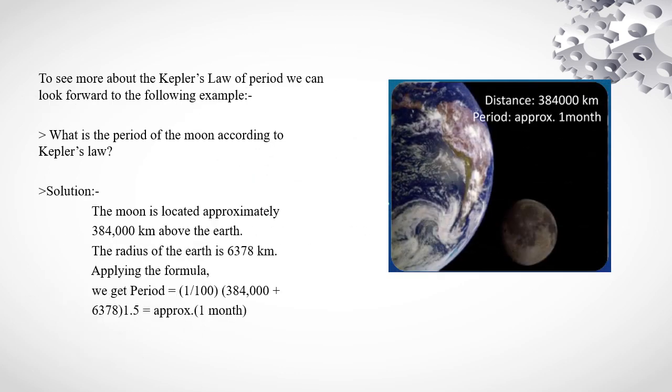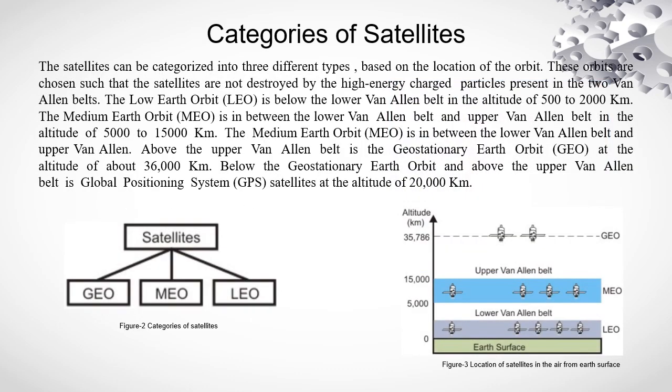To see more about Kepler's law of period, we can look at the following example. What is the period of the Moon according to Kepler's law? Solution. The Moon is located approximately 384,000 km above the Earth. The radius of the Earth is 6,378 km. Now, applying Kepler's law, we find that the period is approximately 1 month. Now, moving forward, fourth slide.